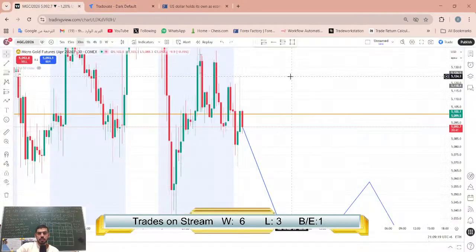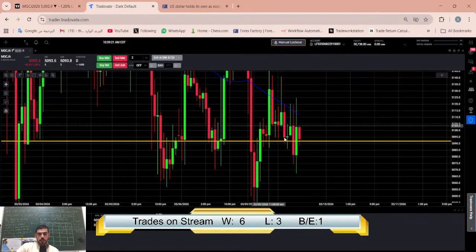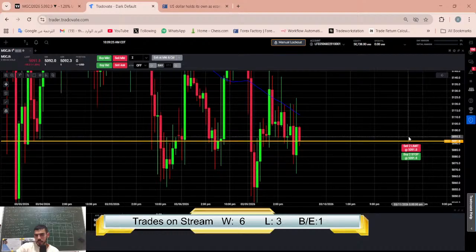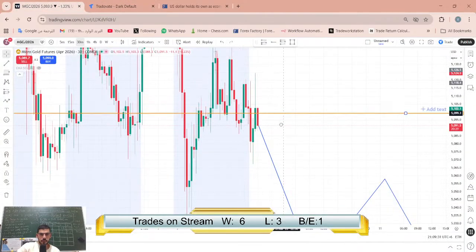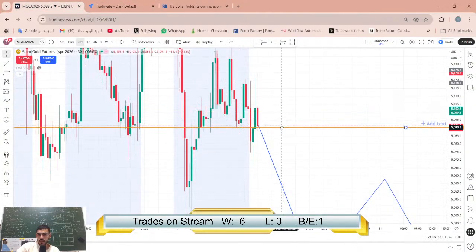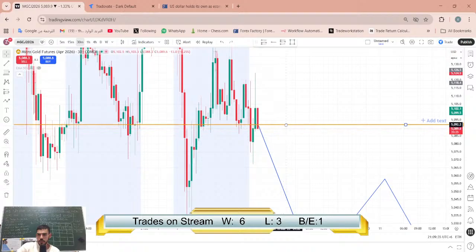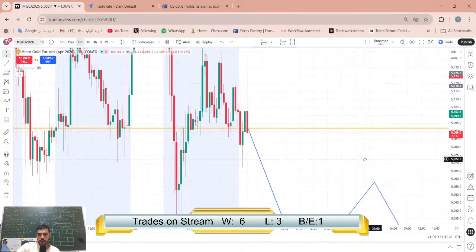If it closes below this line right here, where is this line? It's about 50.92. All right, 50.92. Yep, right about here, guys.